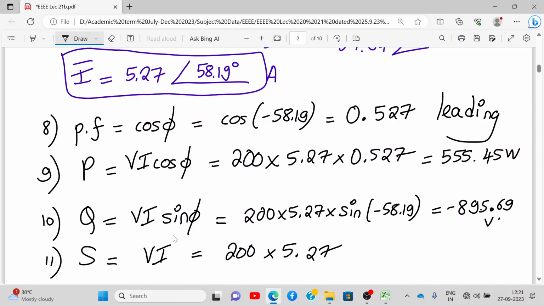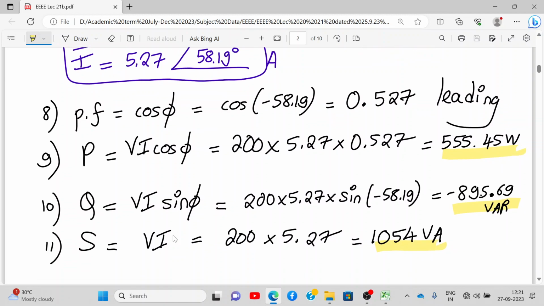895.69, right? What's the unit? VAR, volt ampere reactive. And what is 200 into 5.27? 1054 V into A. Write the unit properly, okay? So these are the units. This is the unit of active power, this is the unit of reactive power, and this is the unit of apparent power.